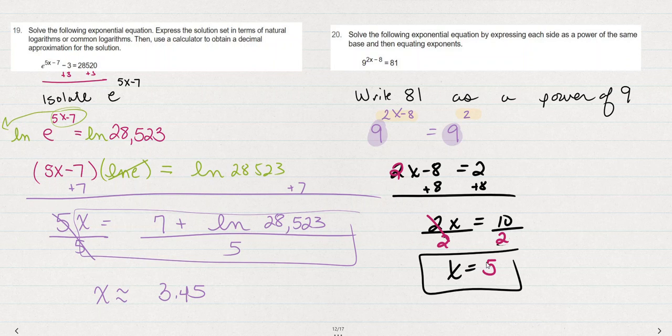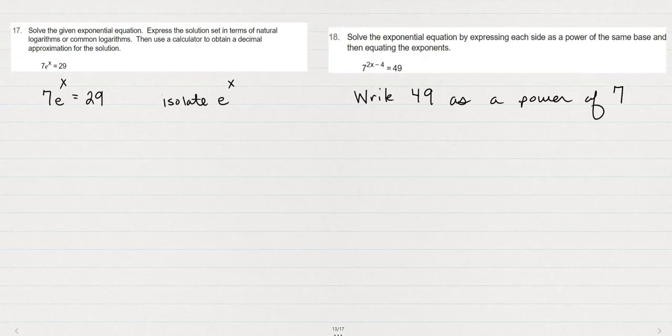Now let's check it again. 9 to the 10x minus 8 is 9 squared, so that does check out. So it's a good thing I stopped and checked the answer. Good idea with logs and exponents to always check the answer, because with logs, we could often get an extraneous answer.